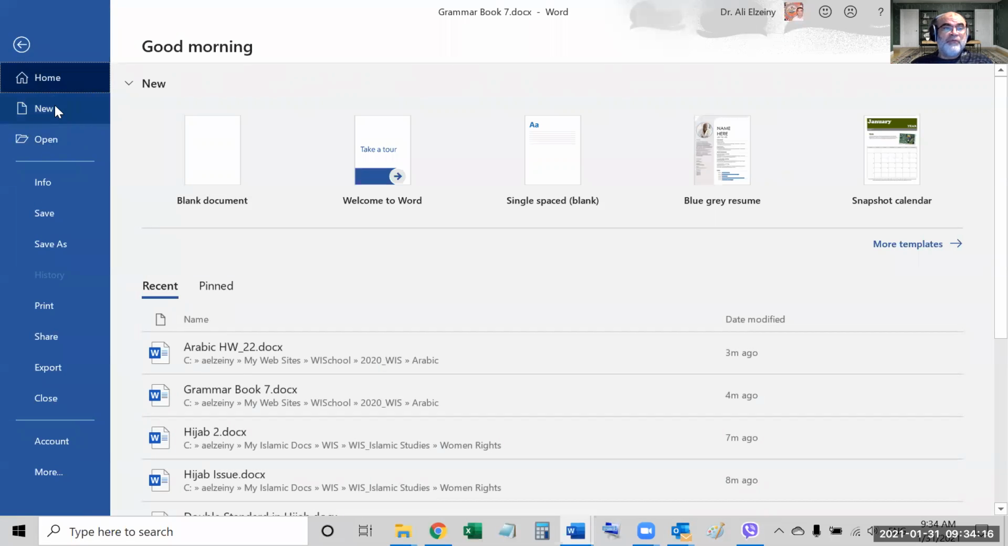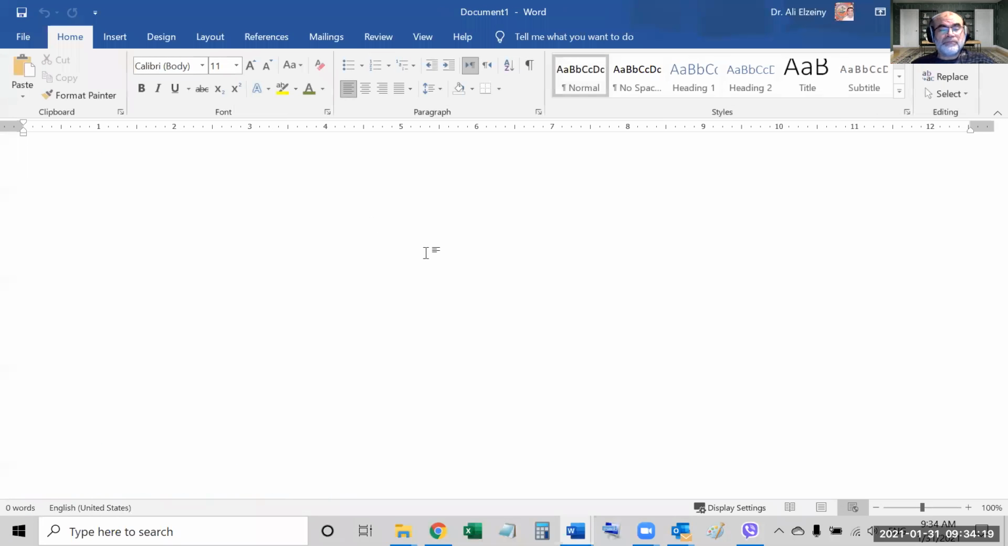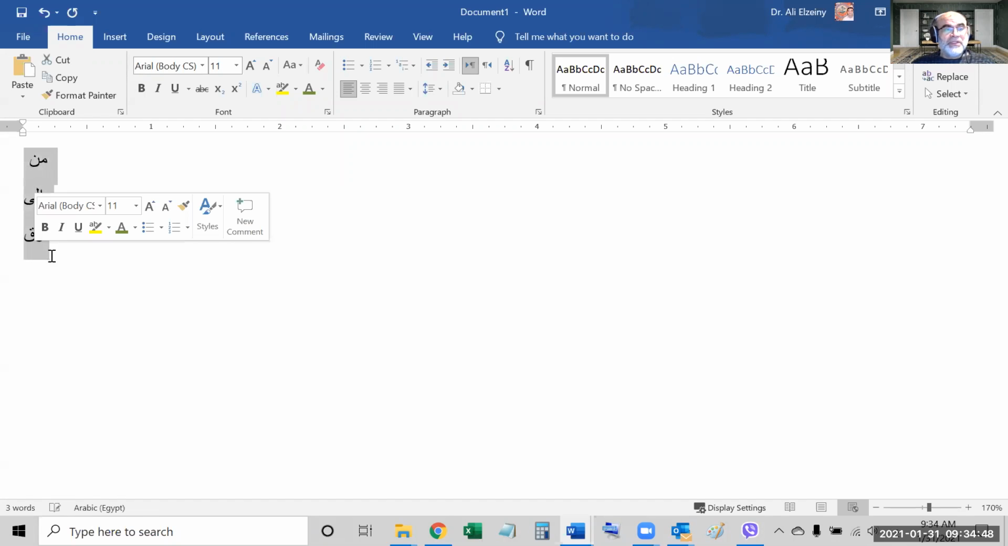For example, if we say min, or ila, or فوق, above. Okay, the tashkil of these words doesn't change with grammar, with position, with context. It's always the same tashkil.